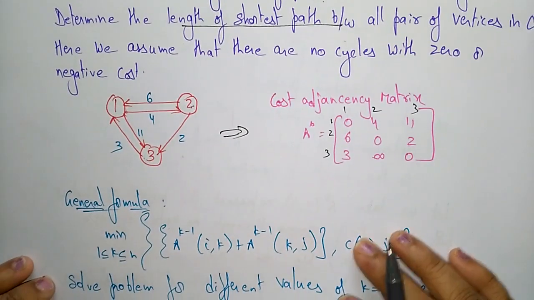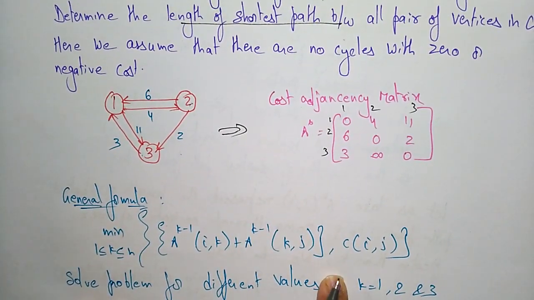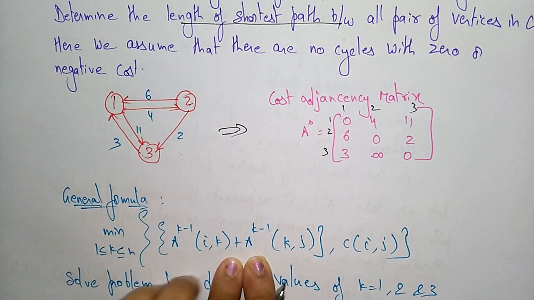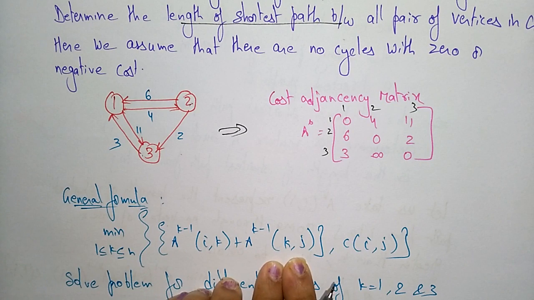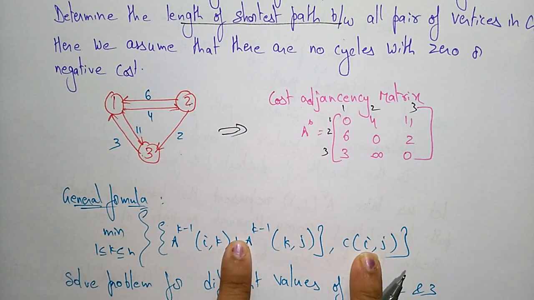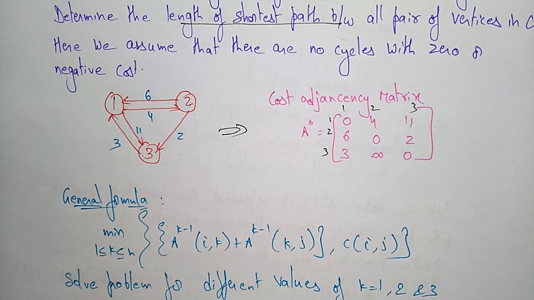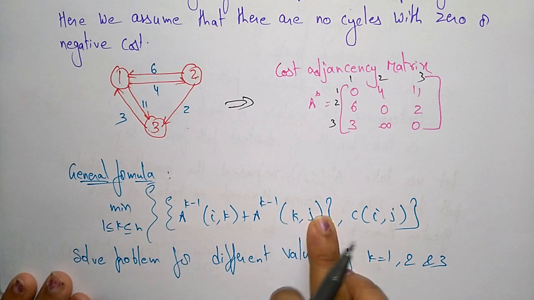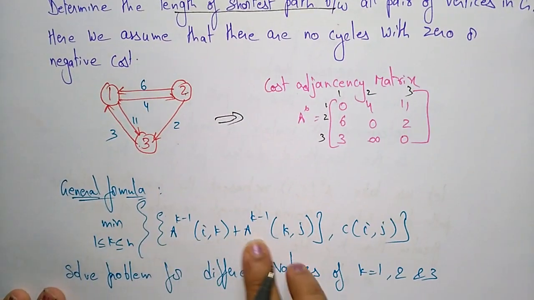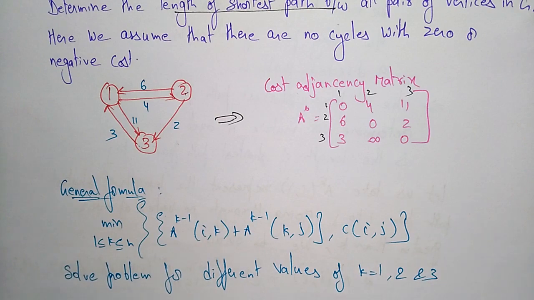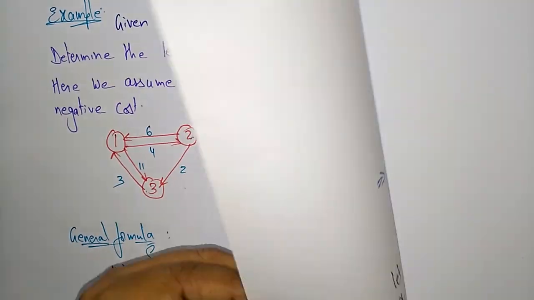Here is the general formula that I already explained in the previous video: A^k(i,j) = min of A^(k-1)(i,j) and A^(k-1)(i,k) + A^(k-1)(k,j). From these we have to find the minimum value. Let us solve the problem for different values of k: 1, 2, 3. There are three vertices, so we take k as 1, 2, 3 and solve with the help of this adjacency matrix. Now let us start.